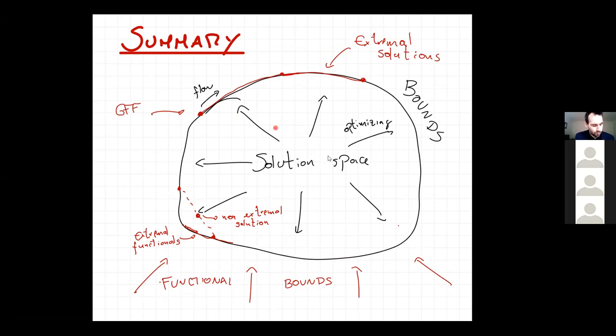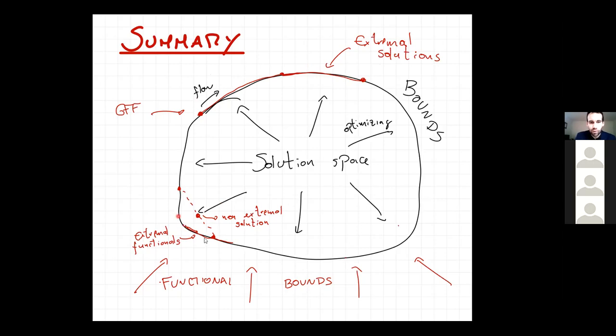So basically, again, you have this picture of the solution space, it's a convex space. When you optimize, you can go towards the boundary. Inside the space, there are non-extremal solutions. These non-extremal solutions can be written as combinations of solutions which are extremal. You can flow from one solution to the other along the edge by using the functionals. The functionals allow you to go from one to the other under smooth deformations.